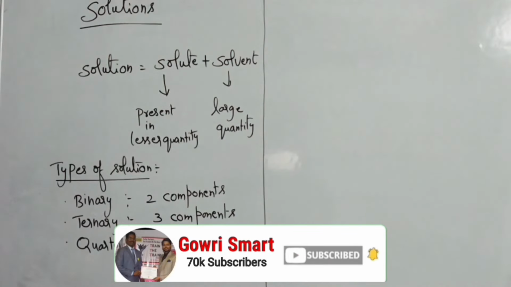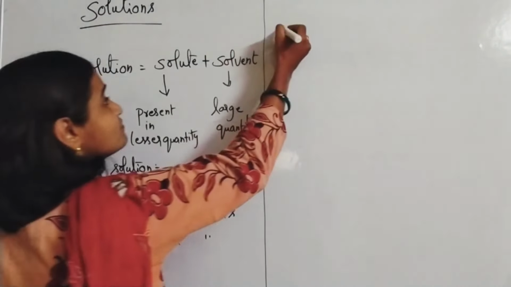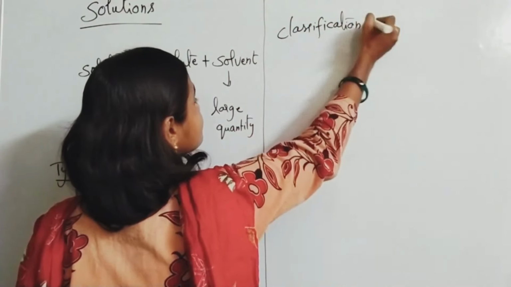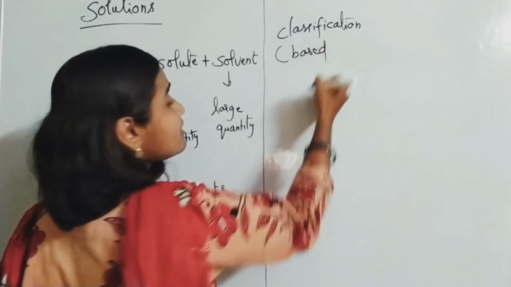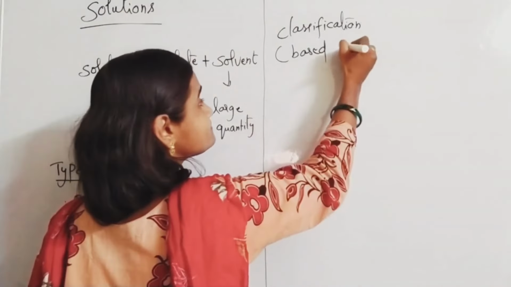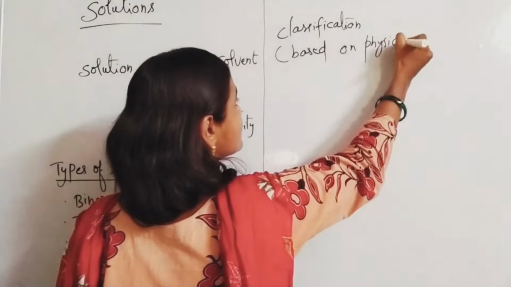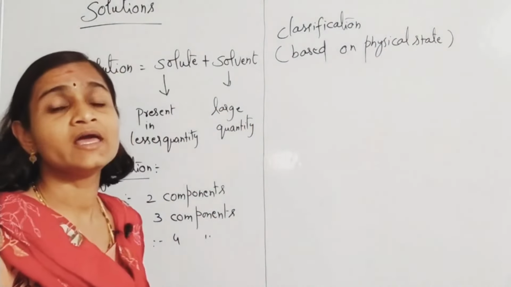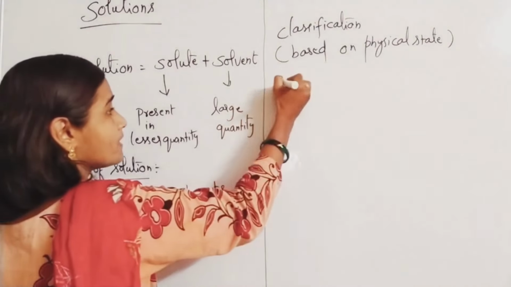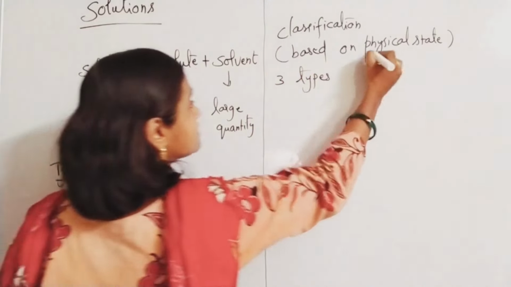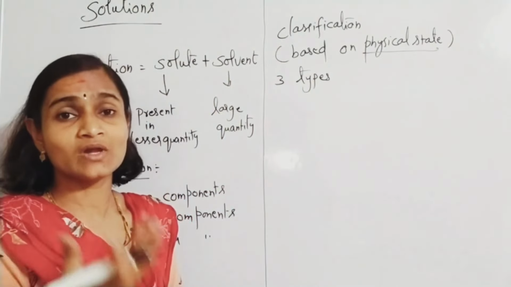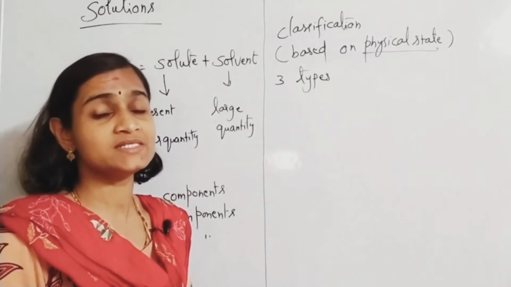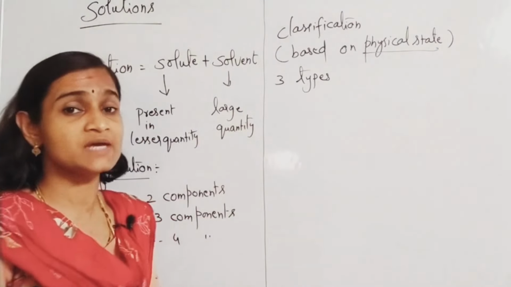Now, classification of solutions based on the physical states of matter. How are solutions classified? Based on physical state. You have 3 types of solutions: solid solutions, liquid solutions and gaseous solutions. Based on physical state means whether the solute and solvent exist in solid state, liquid state or gaseous state. Based on that, you have three types of solutions.